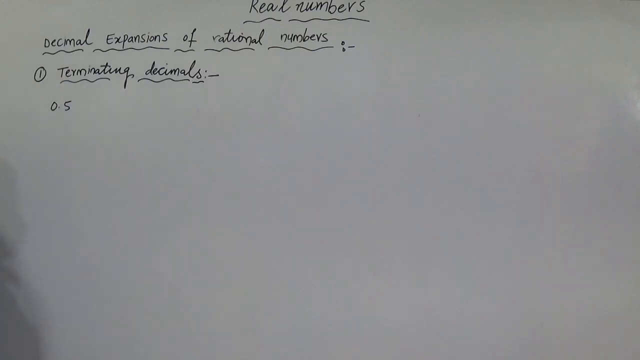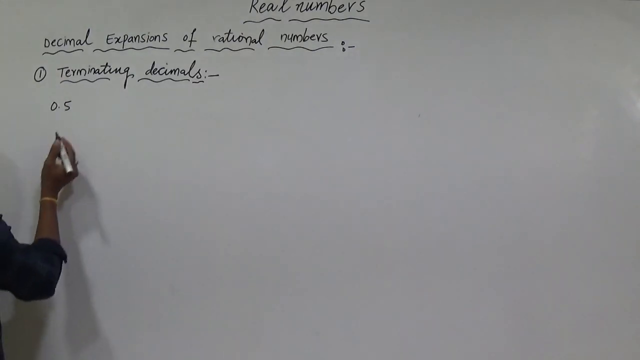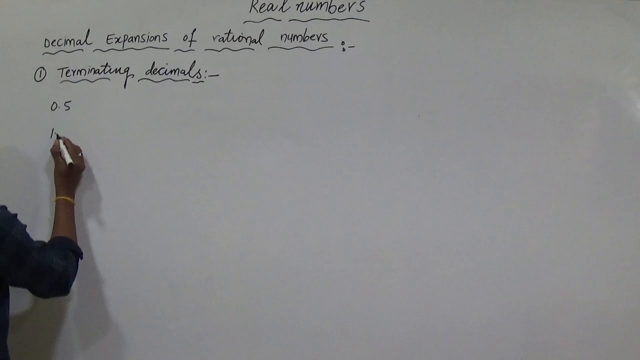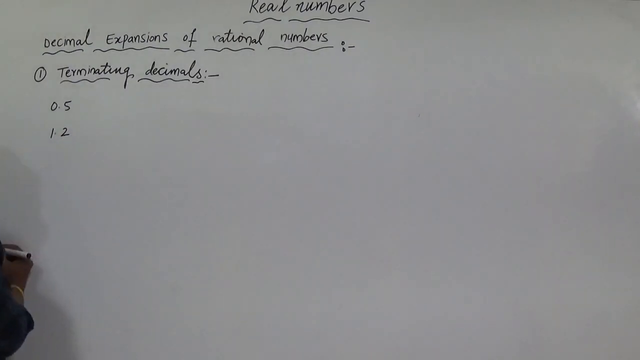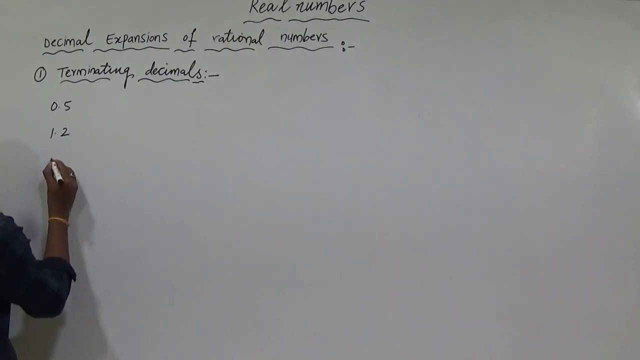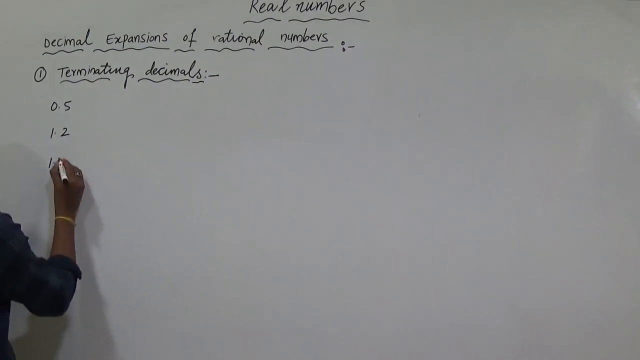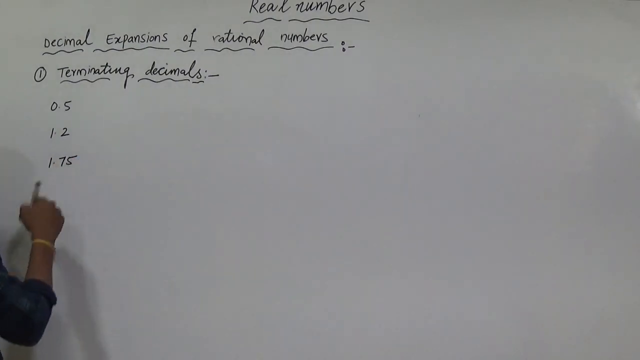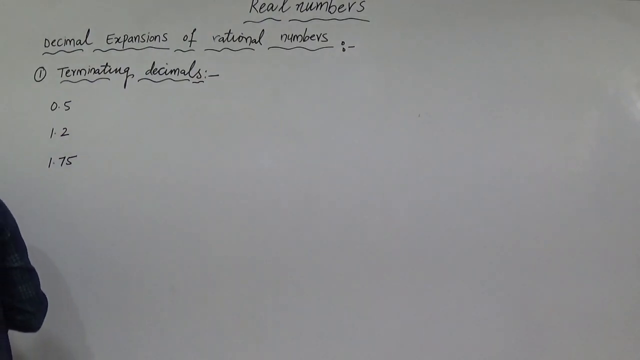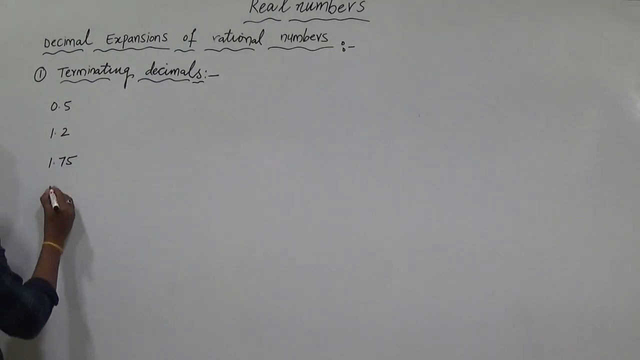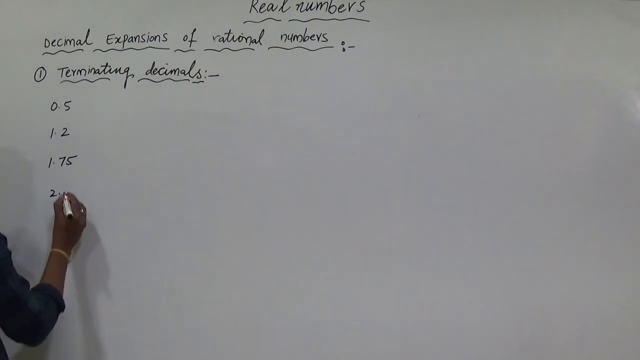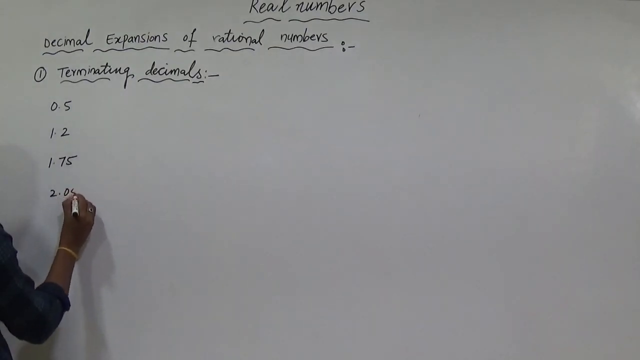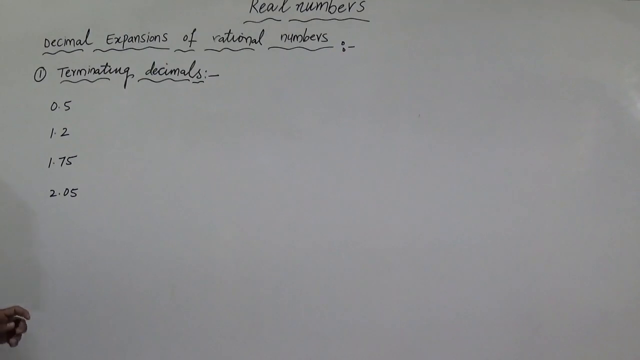0.5. The first example is 0.5 and the second one is 1.2 and I am writing one more example, 1.75 and some more examples. Those are 2.05. I am writing 4 examples on the board. So can you convert these 4 decimal numbers into rational numbers? We can easily. How is it?